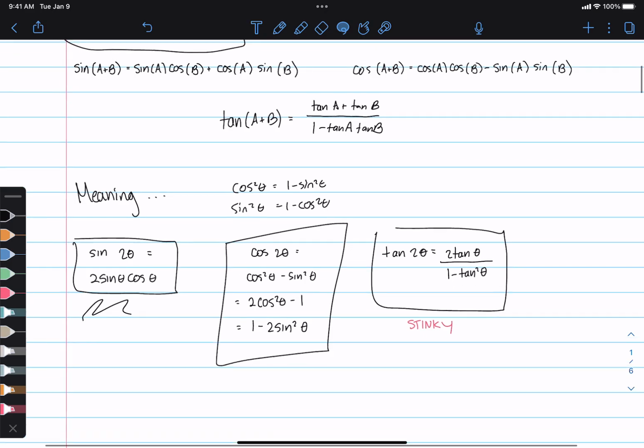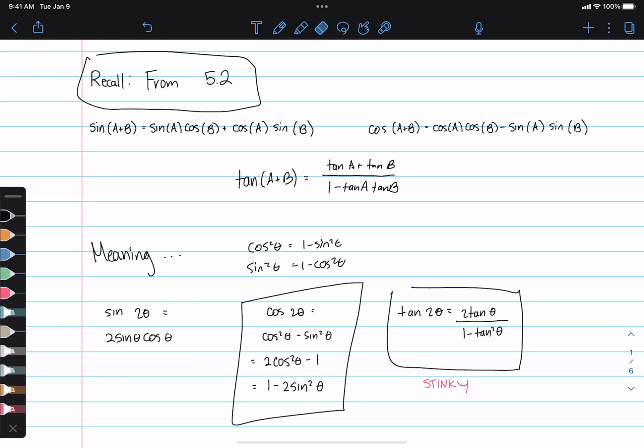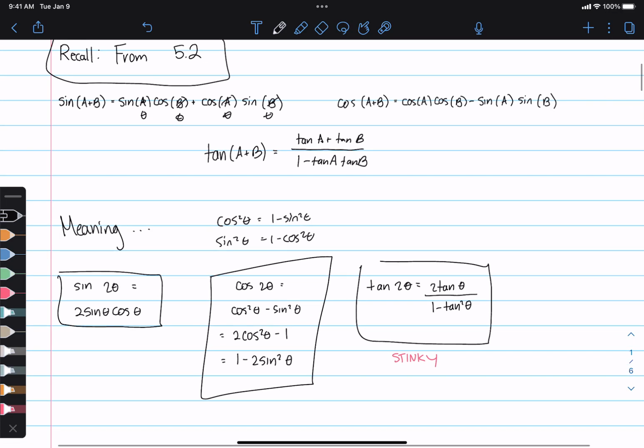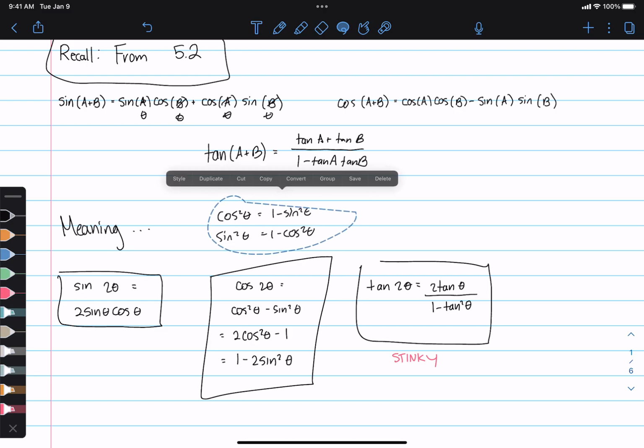What this means is if we plug in the same value for both a and b, so if both of them are theta, we're going to get sine of 2 theta on one side, right? Because theta plus theta is 2 theta. And we're going to get sine of theta times cosine of theta plus cosine of theta times sine of theta. And what that is, is 2 sine of theta cosine theta, right? This right here.